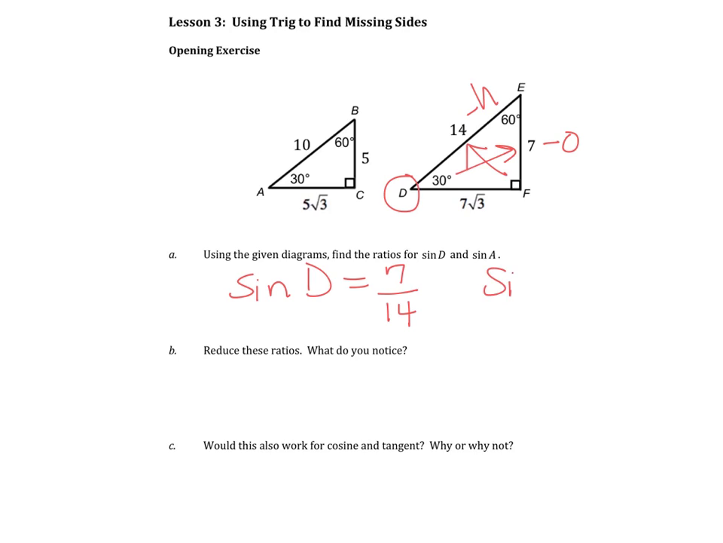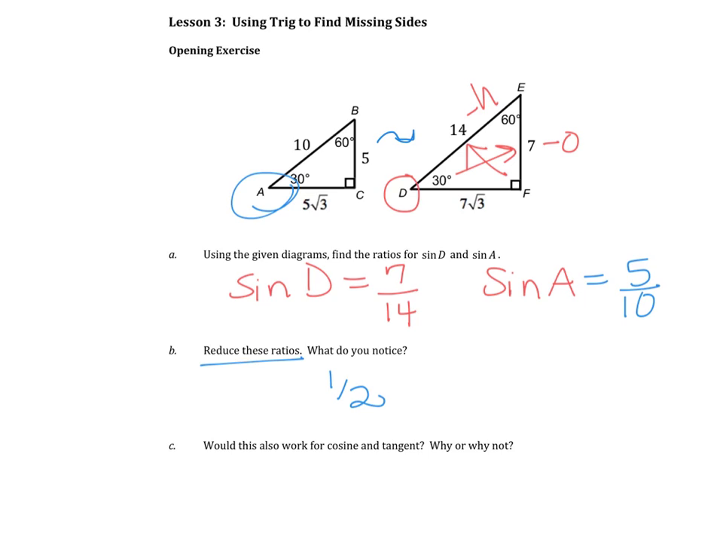And for sine of A, that's equal to opposite, which is 5, over the hypotenuse of 10. So we are asked to reduce the ratios. They both equal 1/2. Which makes sense because they have the same angle measures, yet they have a different size. So that means they're both similar. So they would have the same ratio.